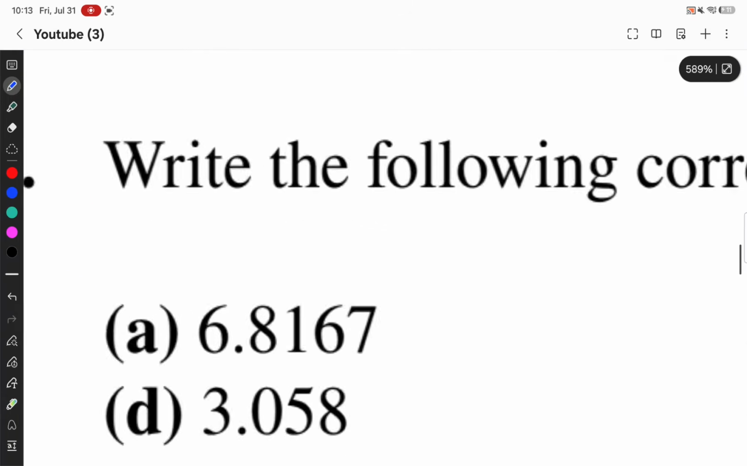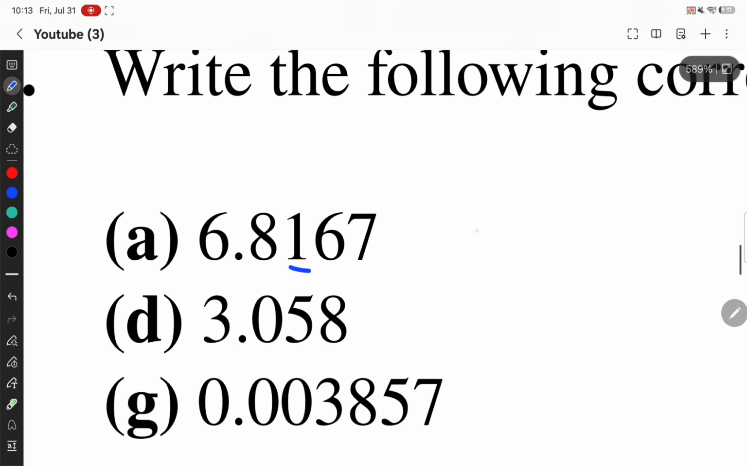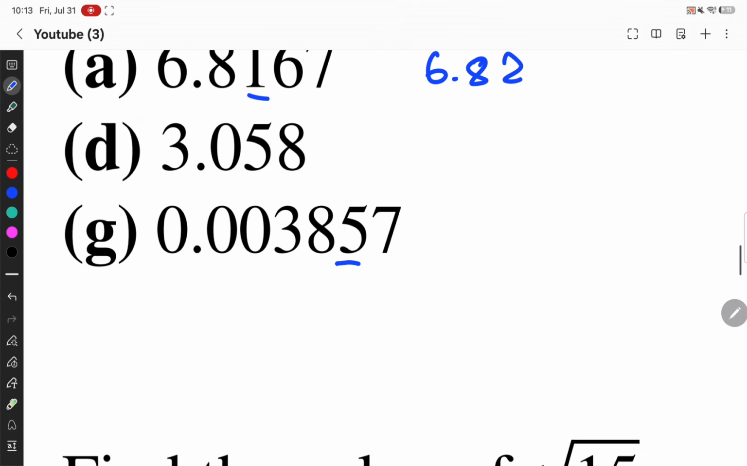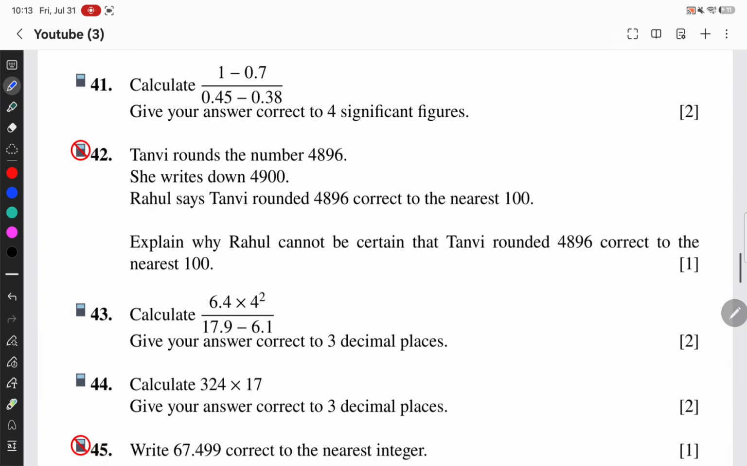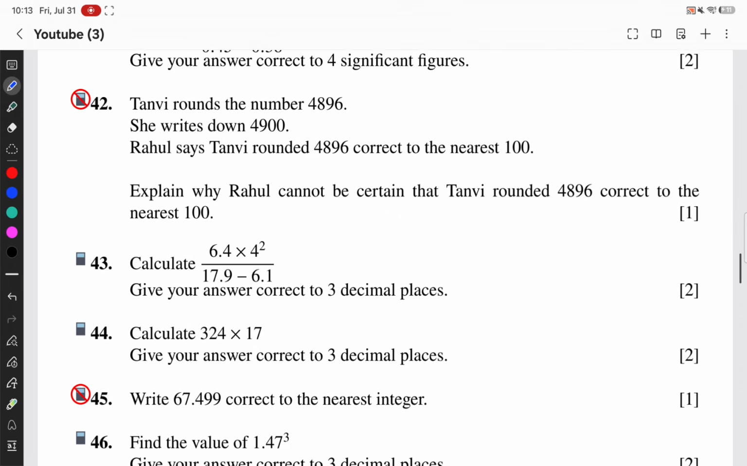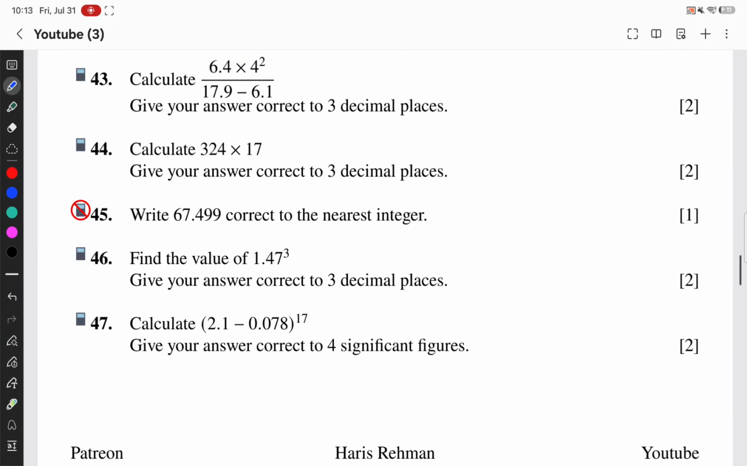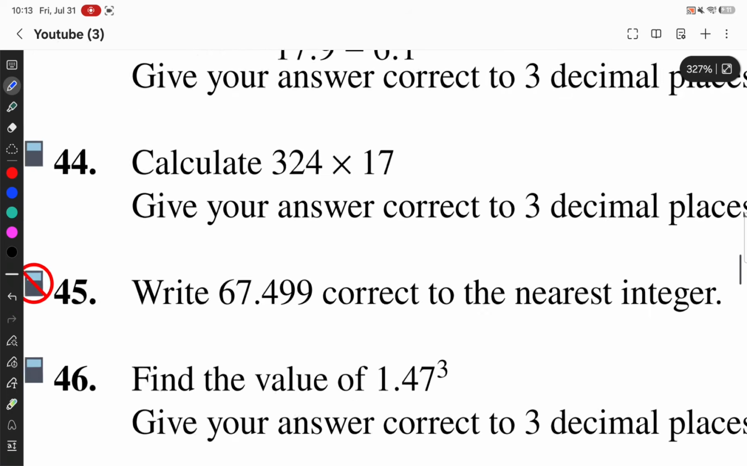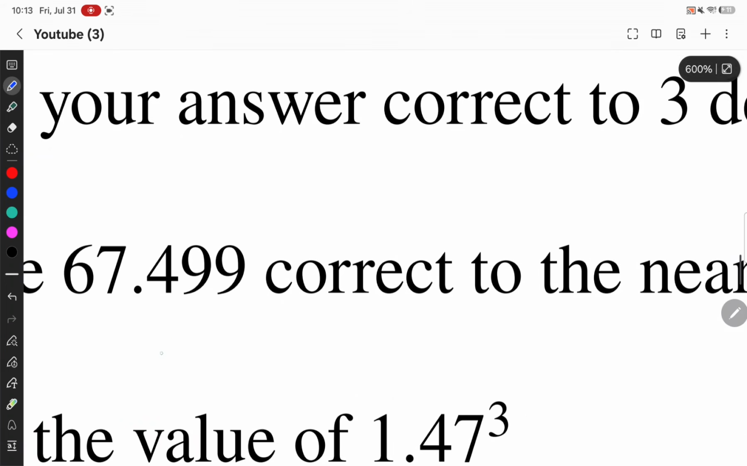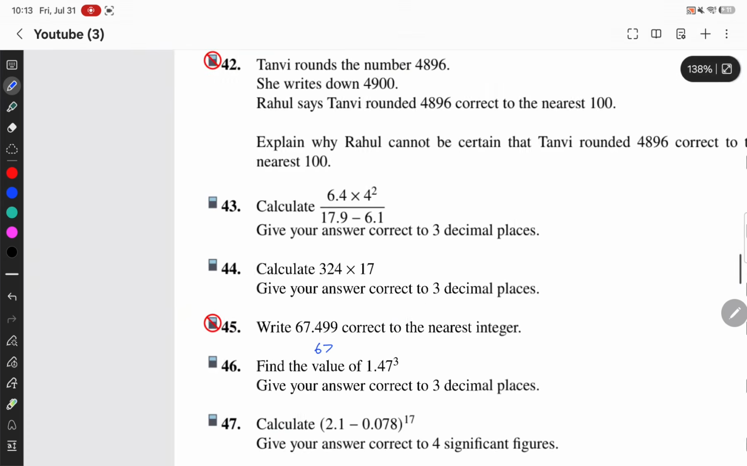To 3 significant figures, this is 6.82, and now we'll do it like here, 0.00386. Find the value of root 15 to the, like, these use a calculator. Okay, these use a calculator, so you may need to type them into the calculator. To the nearest integer, meaning to the nearest whole number. Okay, 67.